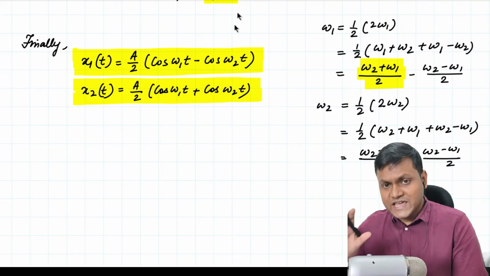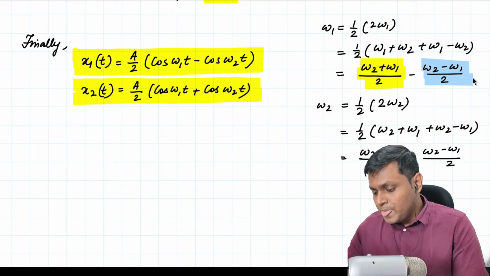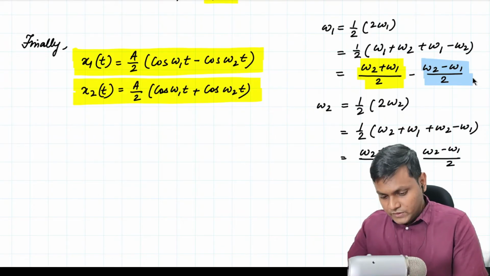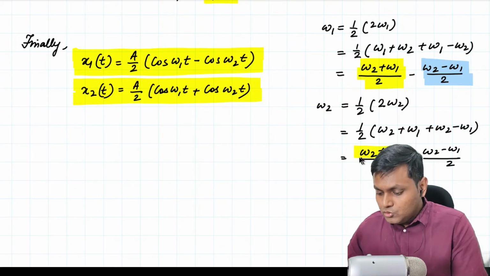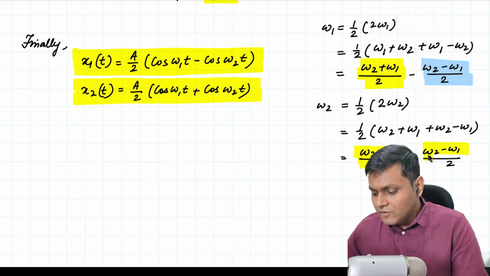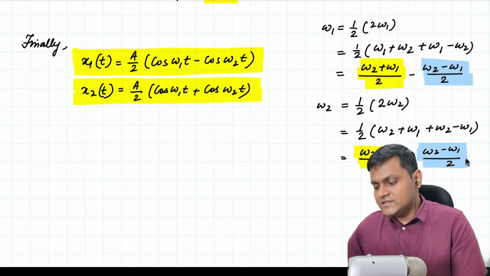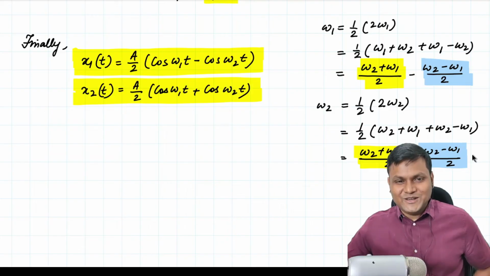particular frequency, which is the average of both the frequencies, and this, which is half of the difference of both the frequencies, and omega 2 also as a sum of the average of both the frequencies and half of the difference of both the frequencies here. Now, why am I doing this? You'll just discover it yourself.